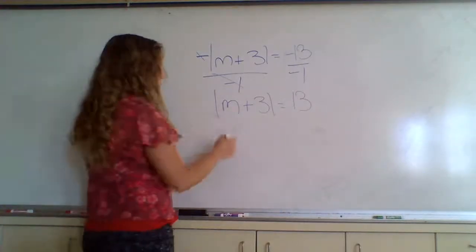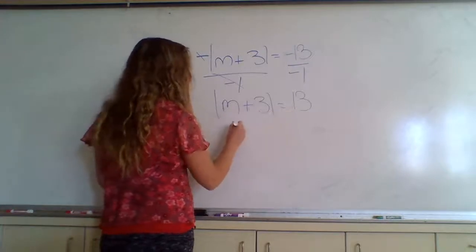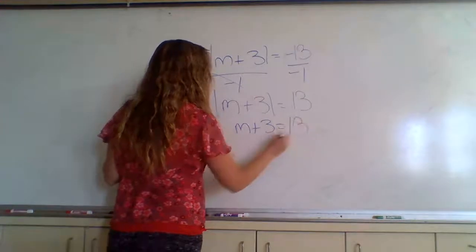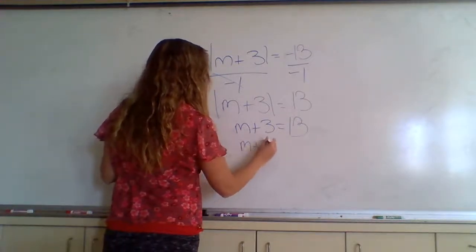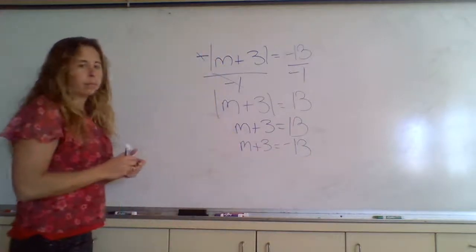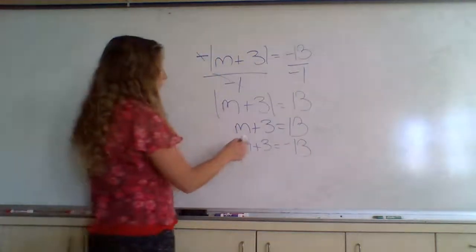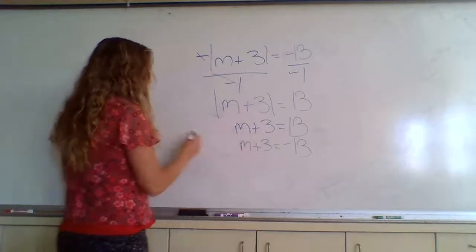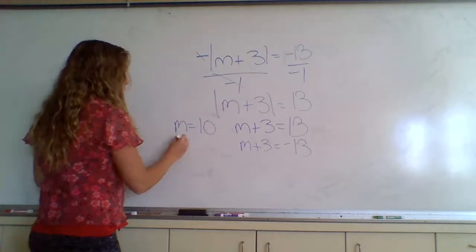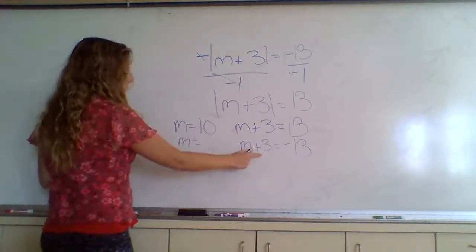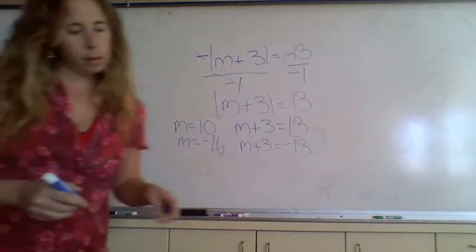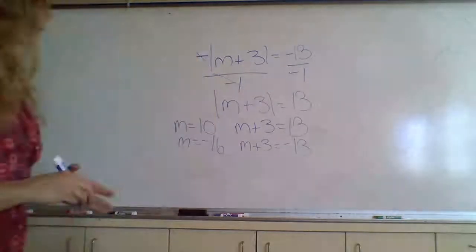Now from here, we're going to set it equal to a positive and a negative. M plus 3 equals positive 13, and M plus 3 equals negative 13. And then keep going. So then I would subtract 3 from both sides for both of them, so I'd get M equals 10, and M equals, subtract 3, negative 16. Shoot, was that number 7? Yes, that was number 7.